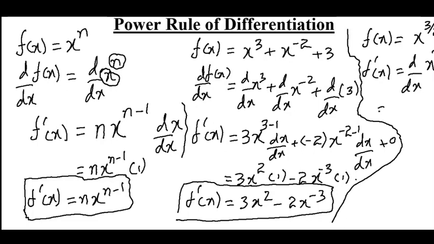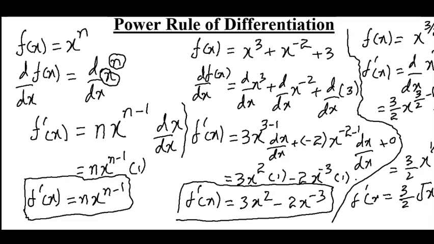We will again simply use this rule, that is we will bring its power to the base, which is 3 over 2, then we will decrease it by 1, that is 3 over 2 minus 1, and then we will differentiate it without power. So this will be equal to 3 over 2 x power 1 over 2 and 1. So this is simply 3 over 2 x power 1 over 2 or 3 over 2 square root of x. So by using this rule of differentiation, we can differentiate each and every function involving powers.